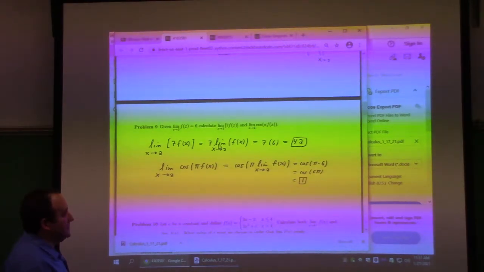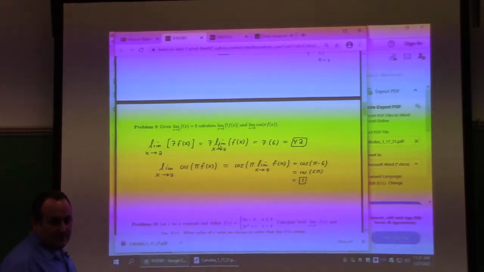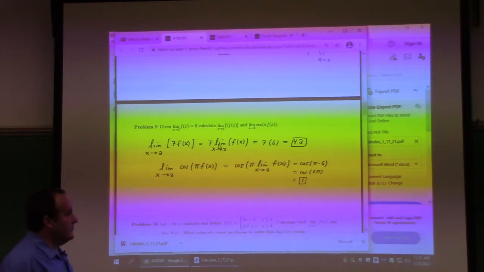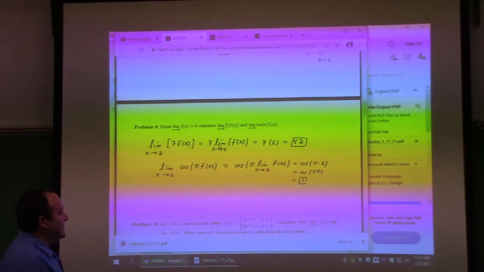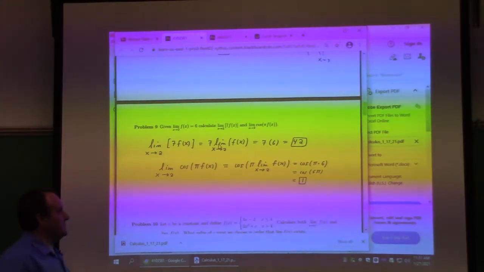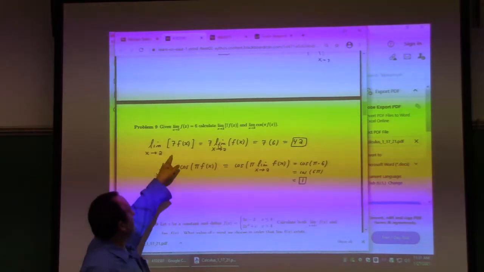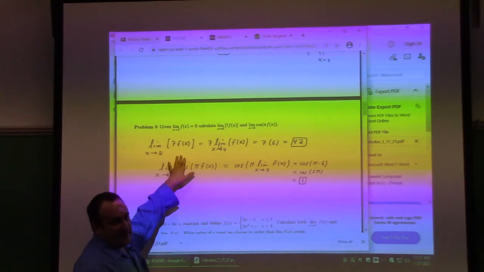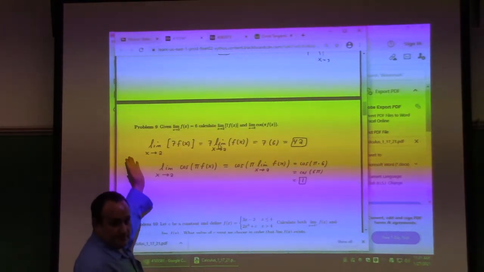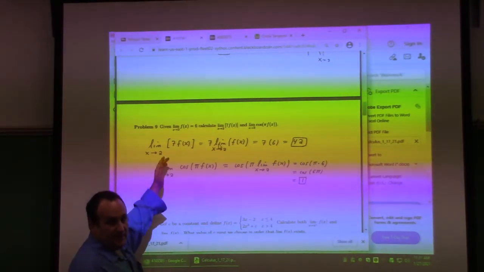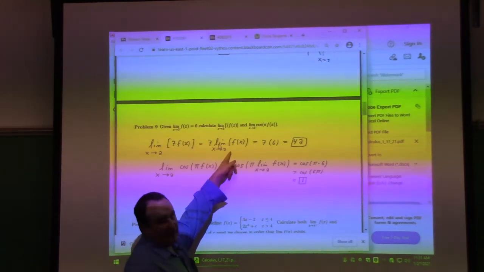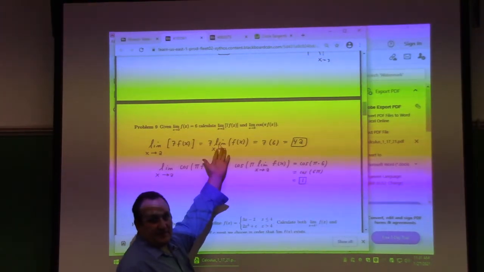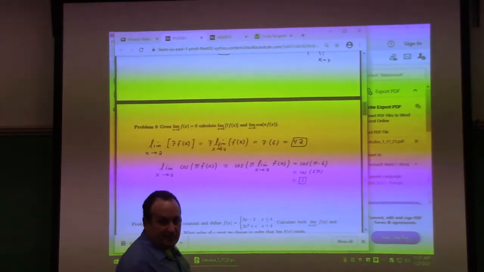Is it literally just plugging in? Because I got confused. Well, if we don't have a formula, all we can do is use the limit laws, right? So here, I'm asked to calculate the limit of 7 times f of x. But one of the limit laws says I can pull a constant out. And then I'm left with 7 times the limit of f of x. But I'm told what that is. I'm told that that's 6. So the answer is 7 times 6, which is 42.